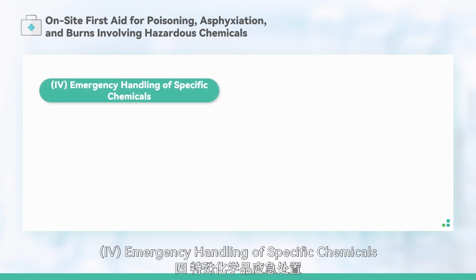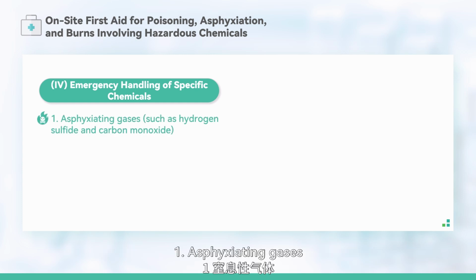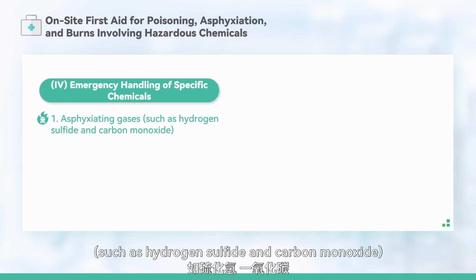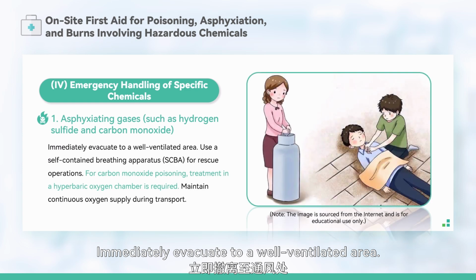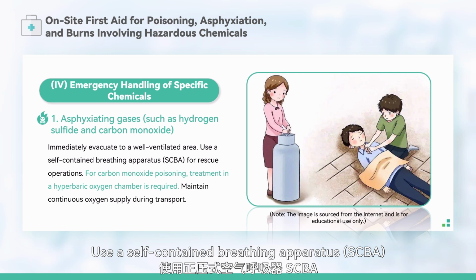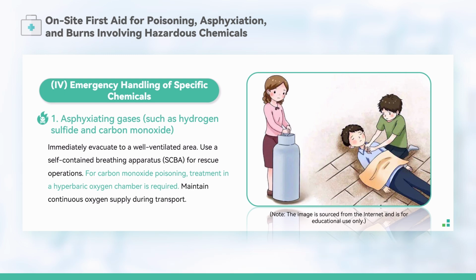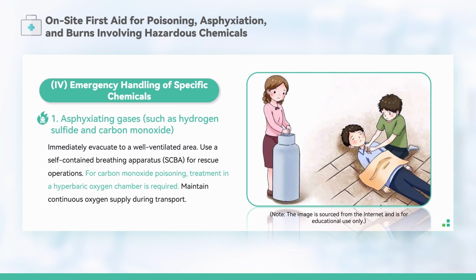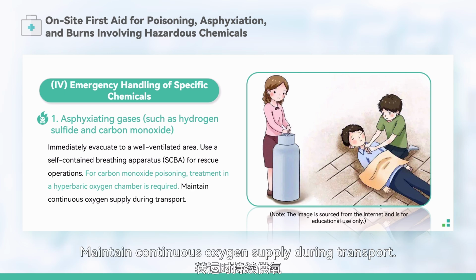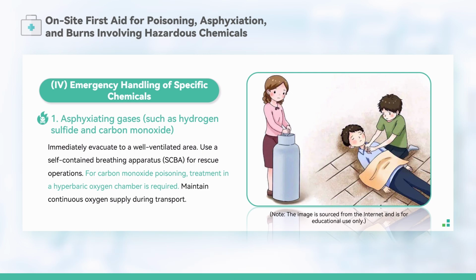4. Emergency handling of specific chemicals. 1. Asphyxiating gases such as hydrogen sulfide and carbon monoxide. Immediately evacuate to a well-ventilated area. Use a self-contained breathing apparatus (SCBA) for rescue operations. For carbon monoxide poisoning, treatment in a hyperbaric oxygen chamber is required. Maintain continuous oxygen supply during transport.